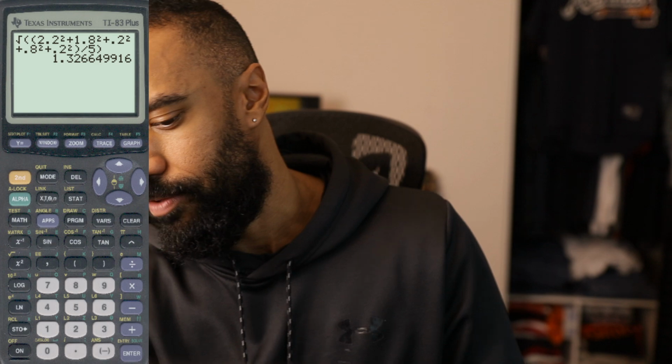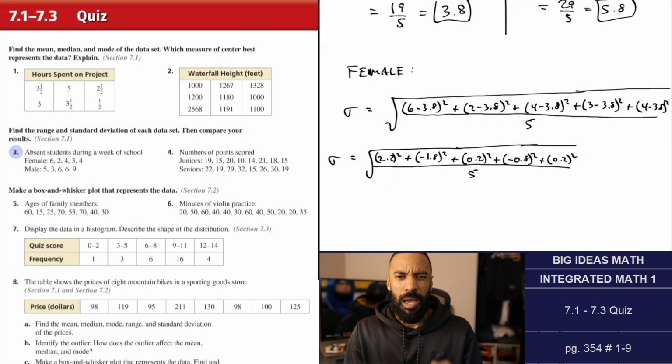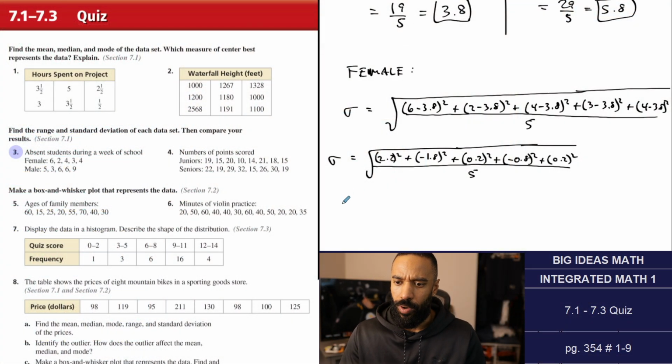And there I'm getting 1.326. I'm going to say 1.33. So standard deviation for the girls there, 1.33. Maybe, how about just 1.3? We rounded to 1 decimal place because the mean was 1 decimal place. And so we have it there.